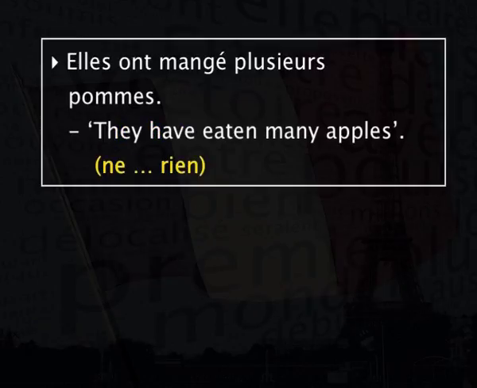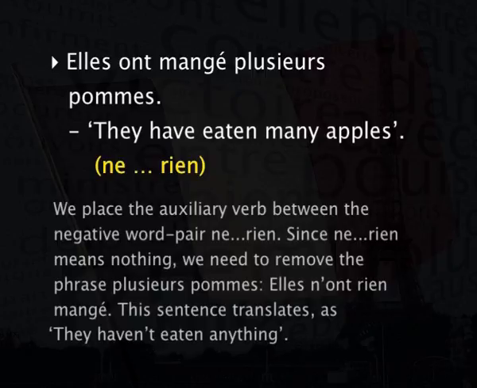Elles ont mangé plusieurs pommes. They have eaten many apples. Ne, rien. We place the auxiliary verb between the negative word pair ne, rien. Since ne, rien means nothing, we need to remove the phrase plusieurs pommes. Elles n'ont rien mangé. This sentence translates as they haven't eaten anything.